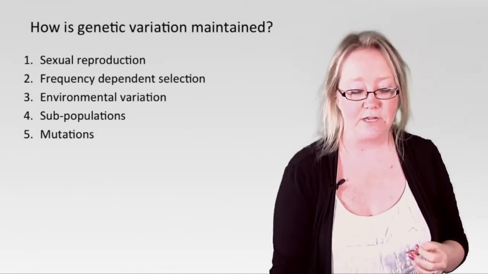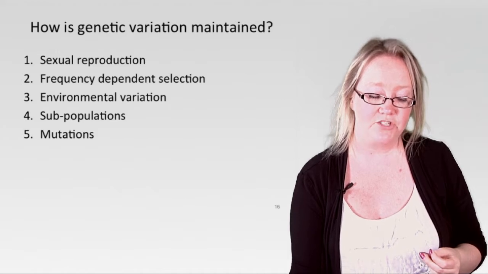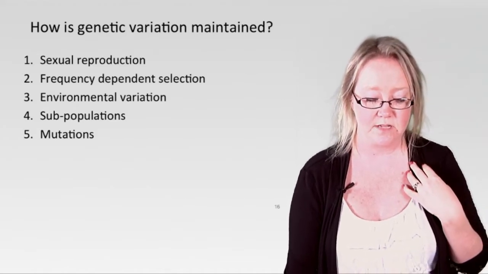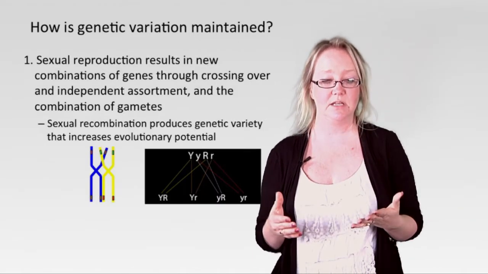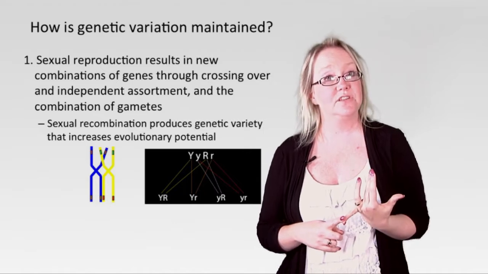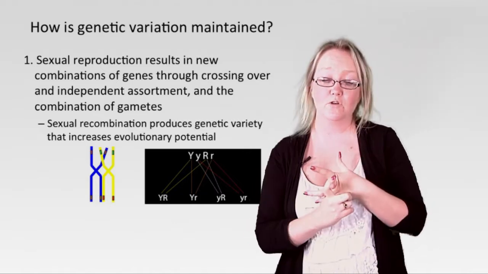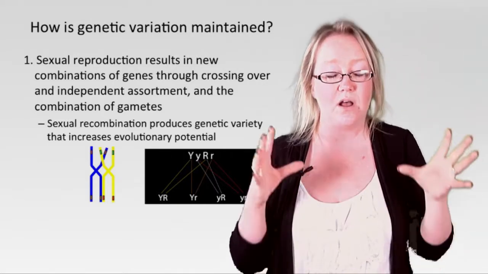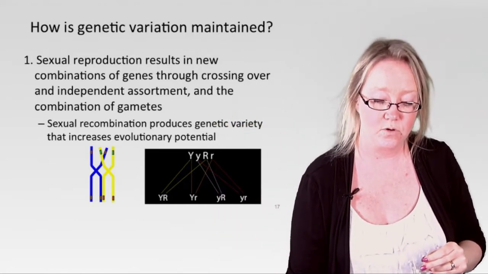Looking at something called frequency-dependent selection. Third, environmental variation, four subpopulations and five mutations. We're going to walk through each of these pieces separately. So looking first at sexual reproduction, I talked about this. New combinations of genes, different gametes, different chromosomes appearing in those gametes, crossing over, independent assortment, all those kinds of things contribute to greater genetic variation within these organisms.